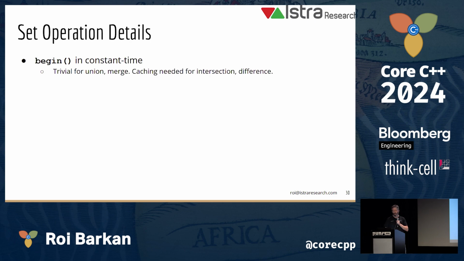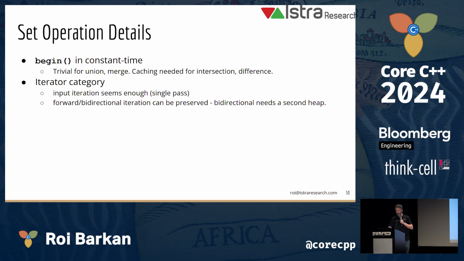Happily, performing the begin operation in constant time is typically very easy for most sorted range adapters, but specifically intersection and difference have the same issue that filter view might have, where it can take a long time to find the first item that needs to be outputted, and that might mean that I need to do some caching. As for the iterator category, the input of all these adapters, all these algorithms, can be just an input iterator, just a forward iterator. A single pass is enough.